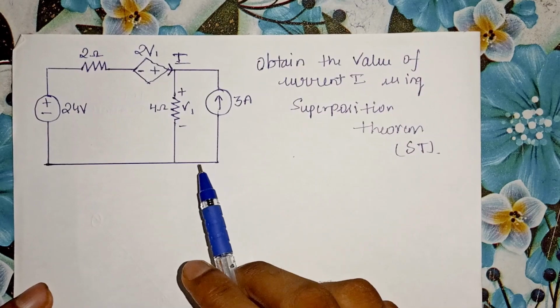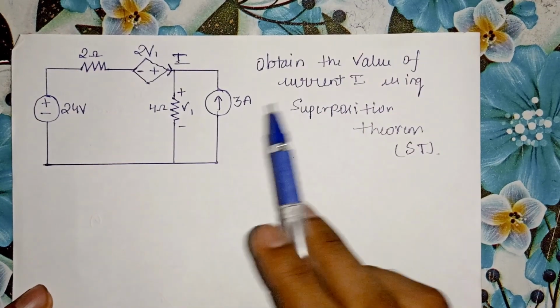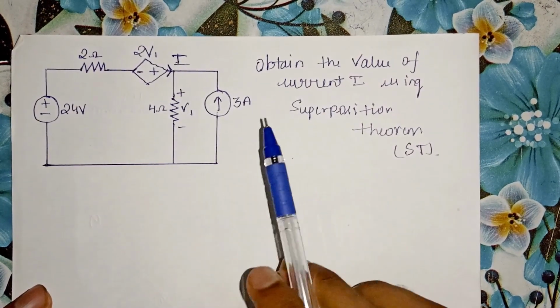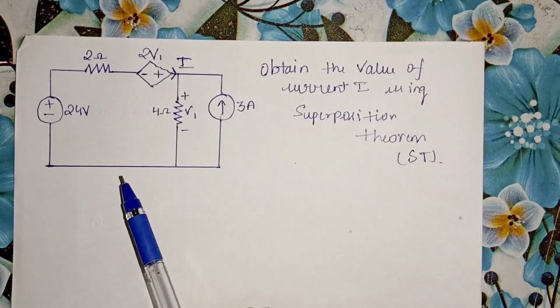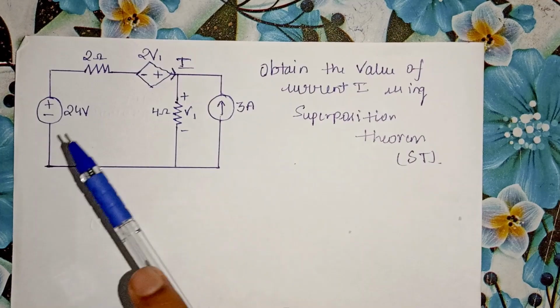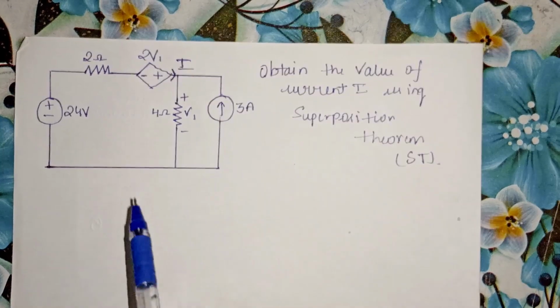Welcome to another video where we have to calculate the current I using superposition theorem. So superposition theorem is only valid when there are two or more independent sources. Here we can see there is a voltage source of 24 volts and a current source of 3 ampere.